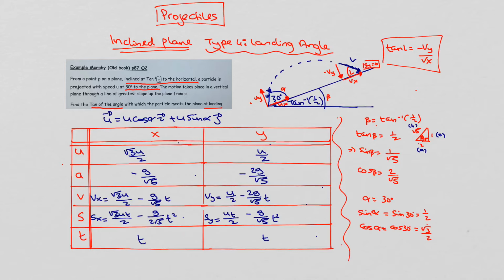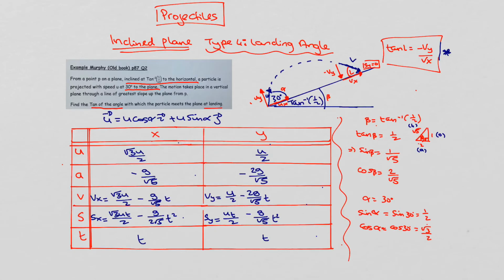Okay, so as we said there, in order for us to find our landing angle up here on the right hand side, what are we going to need? We're going to need our Vy and our Vx, and if we look at our table here, we need our time of flight in order to do that. So we also know that on landing, Sy is equal to 0.